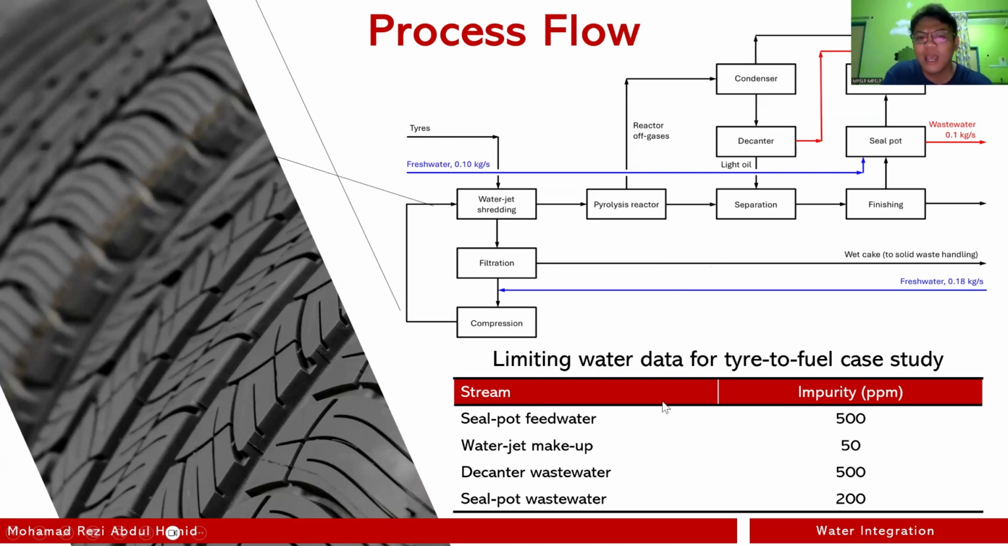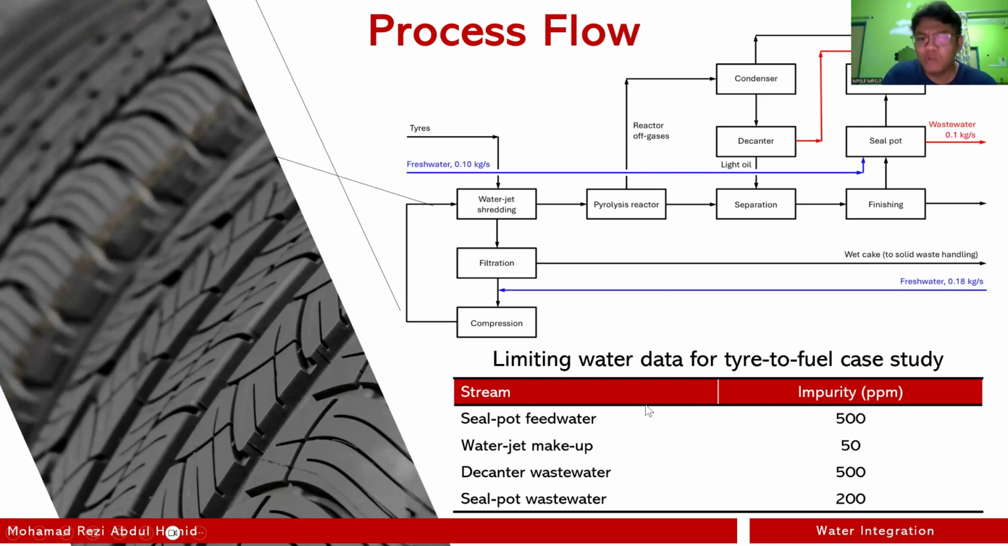So in here, this is basically the limiting water data for the Tyre-to-Fuel case study. Of course, as I told you earlier, when you recycle water you have to accept that your water is not clean. It has some impurity, and a certain process may accept impurities up to a maximum value. They probably have an allowable impurity concentration that they can tolerate for a particular process.